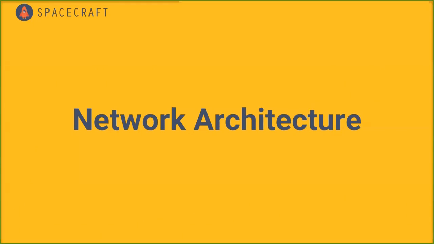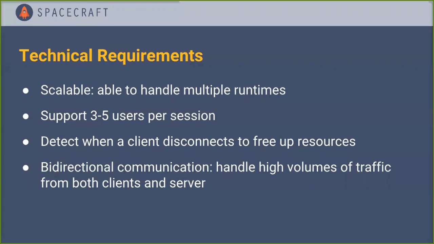Now, with all these considerations in mind, we want to start considering what network architecture is the best to fit our use case. We count a few technical requirements to help in making our decision. First of all, we want it to be scalable. So what this means is that we want to be able to handle multiple runtimes. Now we're just starting with three languages, but in the future, we potentially want to add more languages, even compiled languages too. Next, we want to support 3 to 5 users per session.